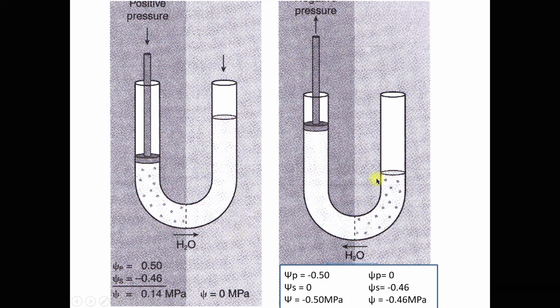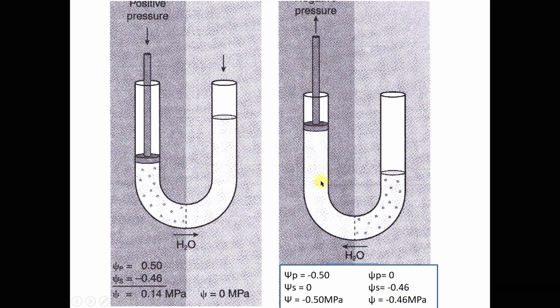Now what happens? Same condition, but reversed a little. Or never mind. New condition here. Let's say on the right arm no pressure is being applied, and the solute potential is given as negative 0.46. So the water potential in this right arm would be negative 0.46 megapascal, right? Because solute potential plus pressure potential: 0 plus negative 0.46 gives negative 0.46.